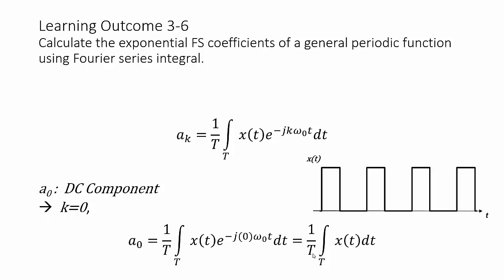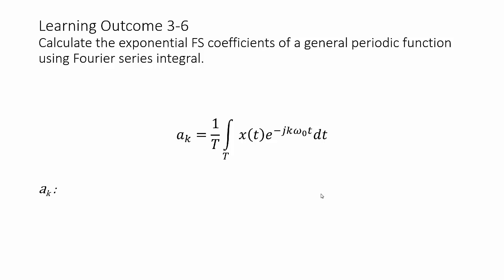So here's an example. If we pick one period and look at the area that's under it, that's going to give us the value for this integral. Divided by T, that will give us this value here, which is that average area. ak is our general Fourier series coefficient, and for this we will just use this Fourier analysis equation.